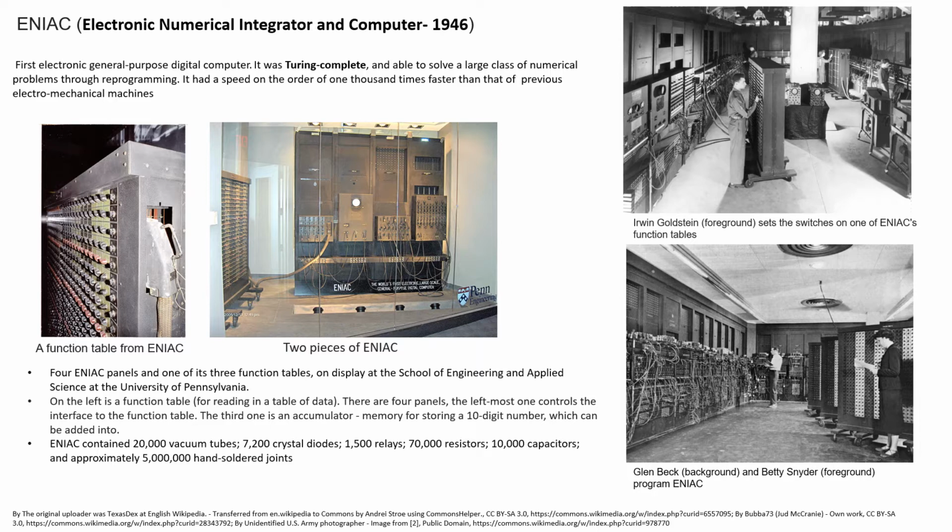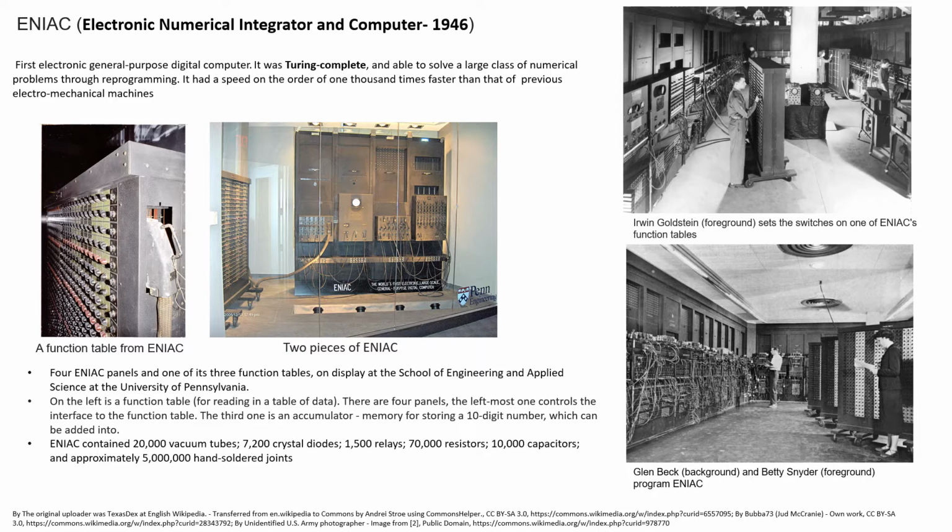Here in the pictures on the left, there are 4 ENIAC panels and one of its 3 function tables on display at the School of Engineering and Applied Science at the University of Pennsylvania. On the left is a function table for reading in a table of data. There are 4 panels. The leftmost one controls the interface to the function table. The third one is an accumulator memory for storing a 10-digit number which can be added into.